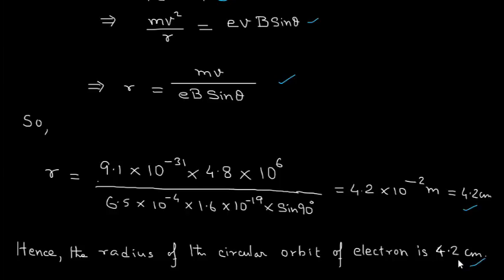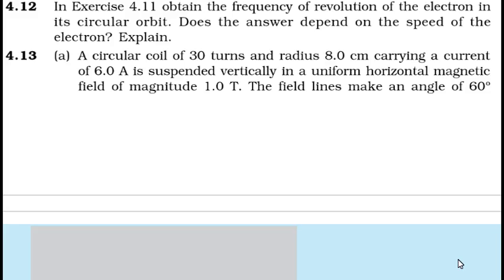Let us see the next question. So the next question is 4.12. In exercise 4.11, obtain the frequency of the revolution of the electron in the circular orbit. Does the answer depend on the speed of the electron?